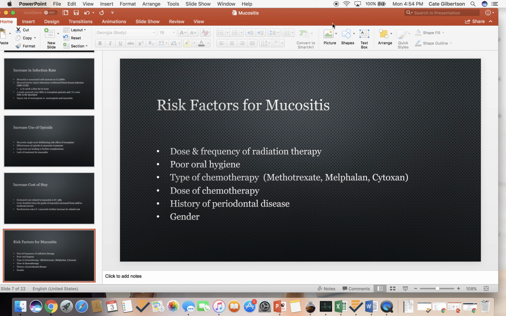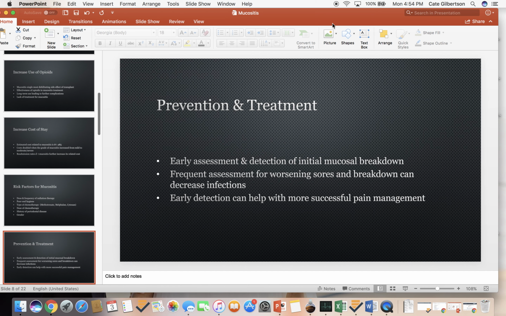History of periodontal disease, this one is questionable with our patients because most of them don't have a strong history of periodontal disease at their young age, hopefully, but it kind of goes along with the poor oral hygiene. And then males are slightly more at risk than females.